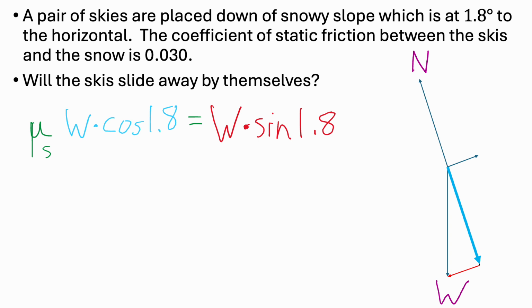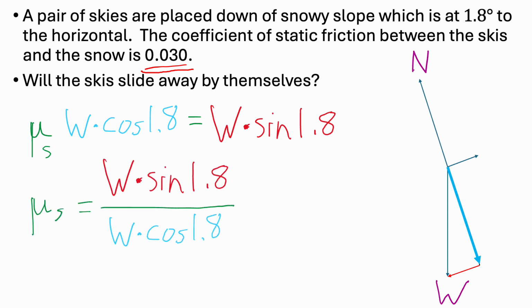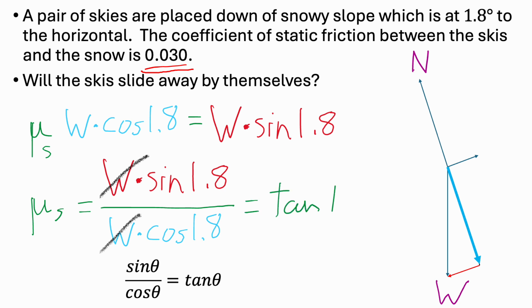We start off with this equation because we're trying to figure out what we already know. We've got the coefficient of static friction, which is 0.030. So let's do a little bit of algebra there. The weights will cancel. And here's a useful trigonometry rule that crops up quite a lot in multiple choice questions. The sine of theta over the cos of theta is equal to the tan of theta. So that leaves us with tan of 1.8. Sine divided by cos equals tan.